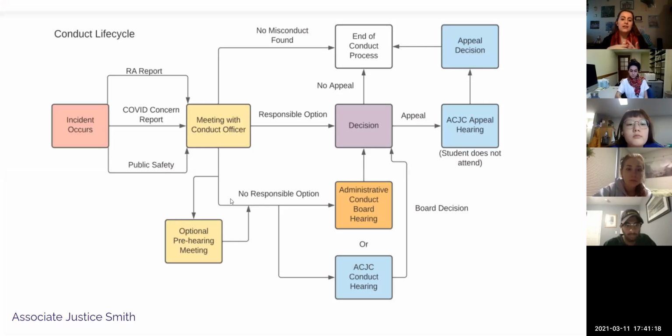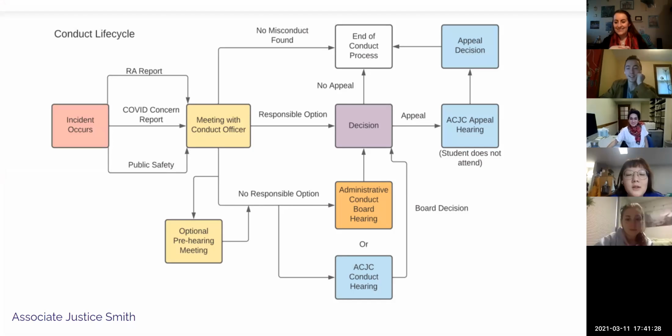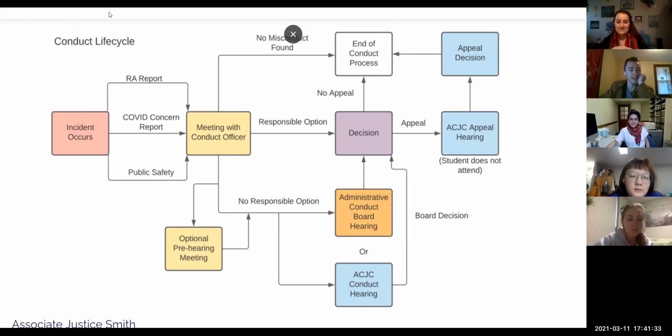All right. This is a fun little chart that Associate Justice Smith made. Sam, would you like to talk about it? Sure, I can talk about it. This is kind of just the life cycle of a conduct case. We start with the red over on the left. An incident occurs. It can be reported in a variety of ways. Often we see the COVID concern report, a common one recently. Then there's a meeting with the conduct officer. That's where a conduct officer sits down with the student and asks them some questions about what happened, their thoughts on it, all that. And then there are a few outcomes of that.